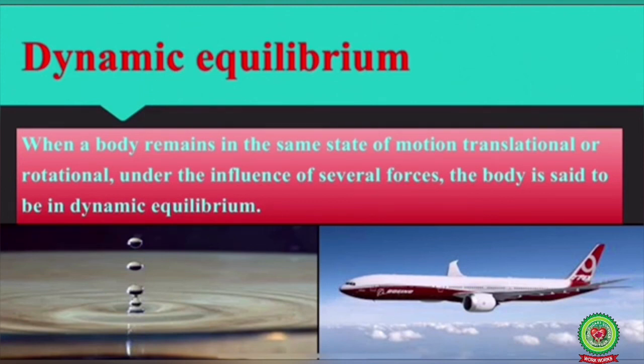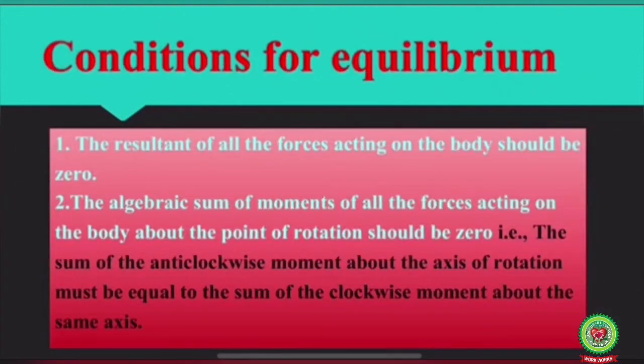Now we'll discuss the conditions for equilibrium. The first condition for equilibrium is the resultant of all the forces acting on the body should be zero. And the second condition is the algebraic sum of moments of all the forces acting on the body about the point of rotation should be zero. That is, the sum of the anticlockwise moments about the axis of rotation must be equal to the sum of the clockwise moments about the same axis.